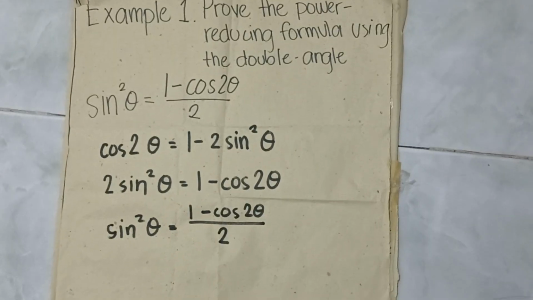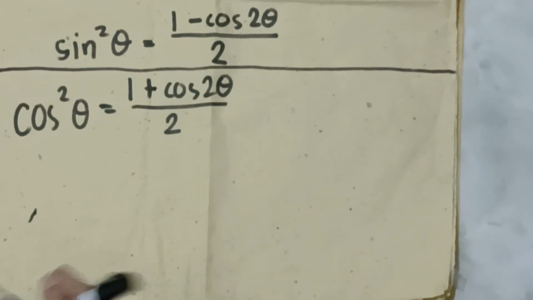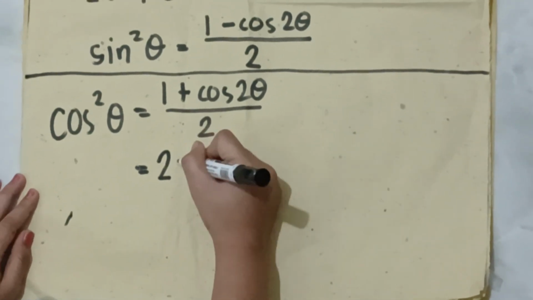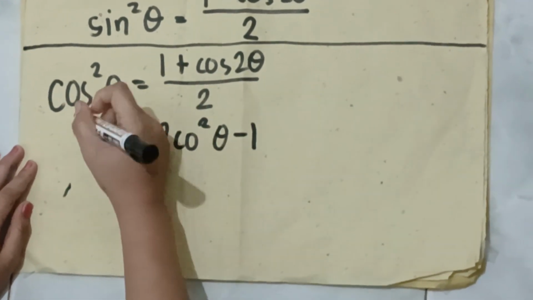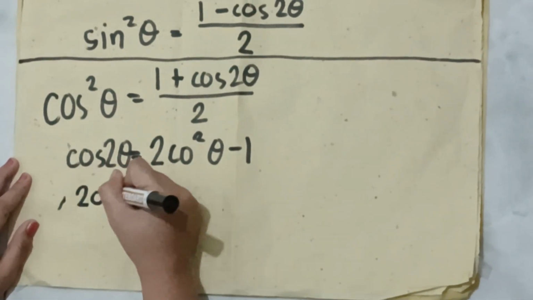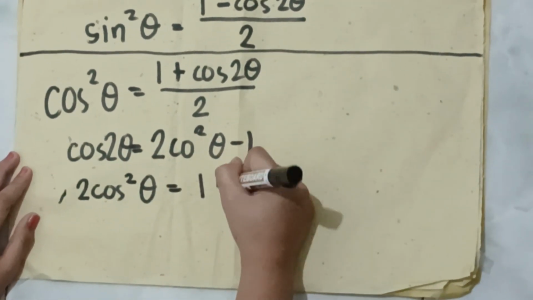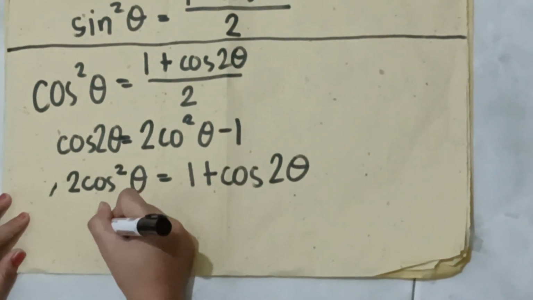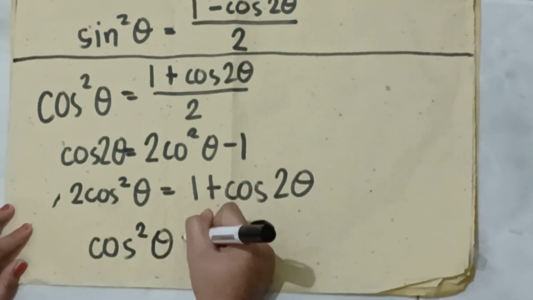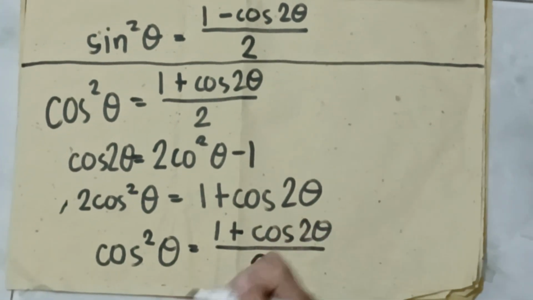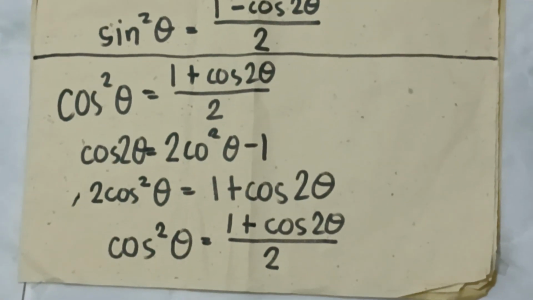For cosine theta, we also use the double angle formula. We add 1 to each side, and then we divide each side by 2. Therefore, we prove the sine and cosine formula using the double angle.